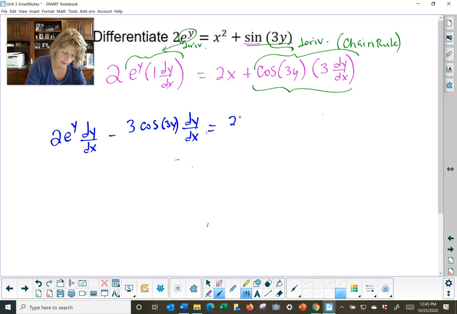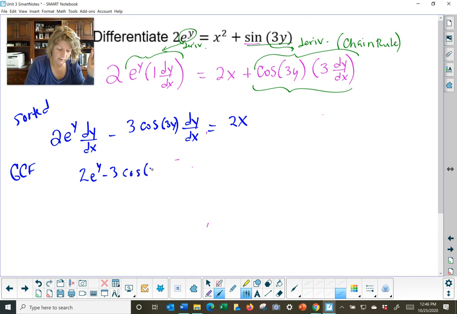equals 2x. You can see what changed from line 1 to line 2. You can see what I did. I subtracted that whole group. Now, let's GCF. So we sorted. We're going to GCF next. So I'm going to have 2 e to the y minus 3 cosine 3y, all of that, so big brackets, times dy dx equals 2x.